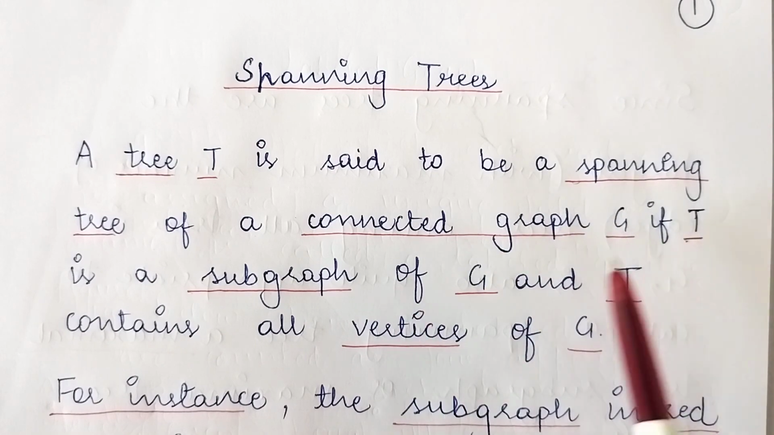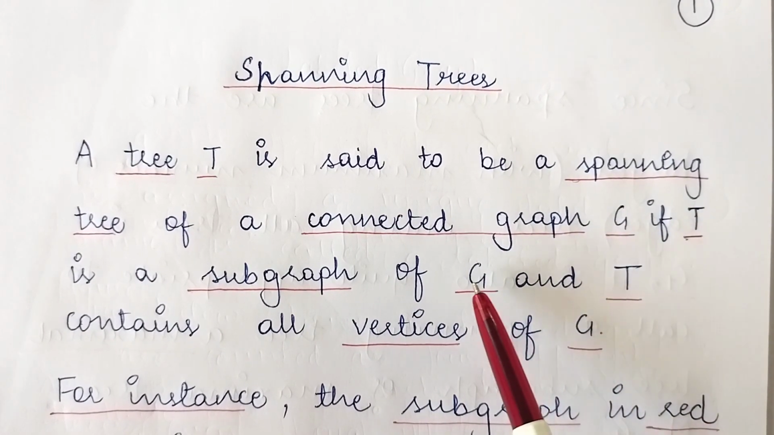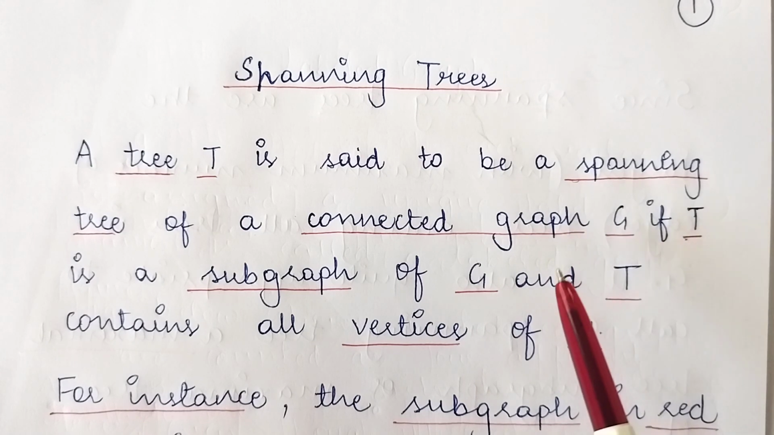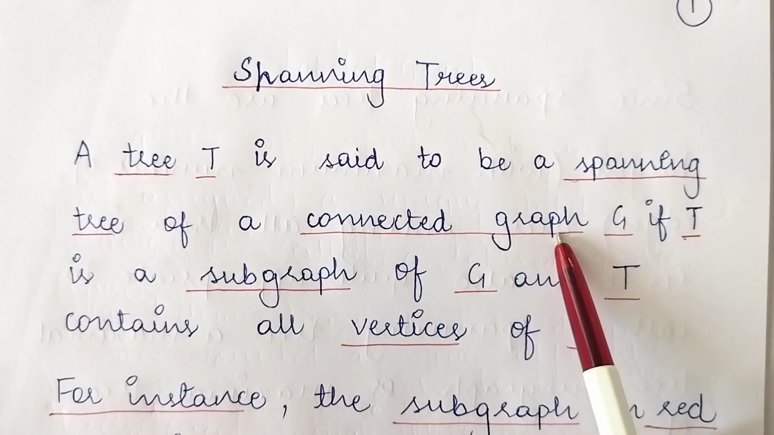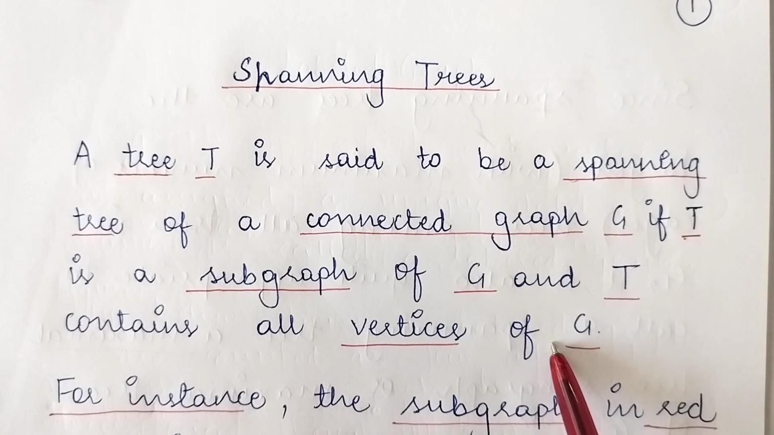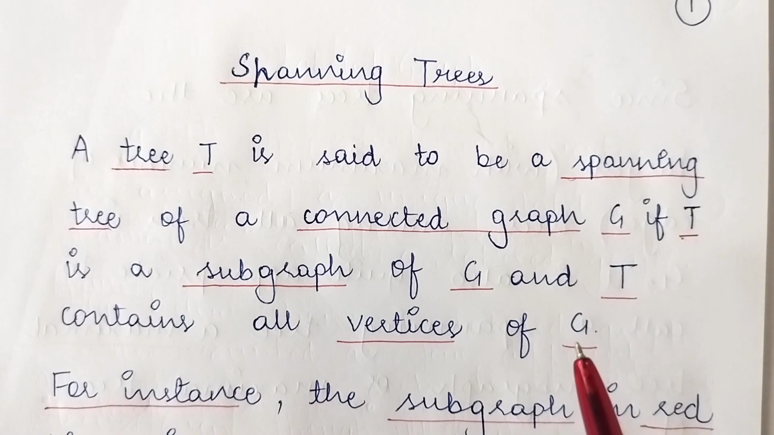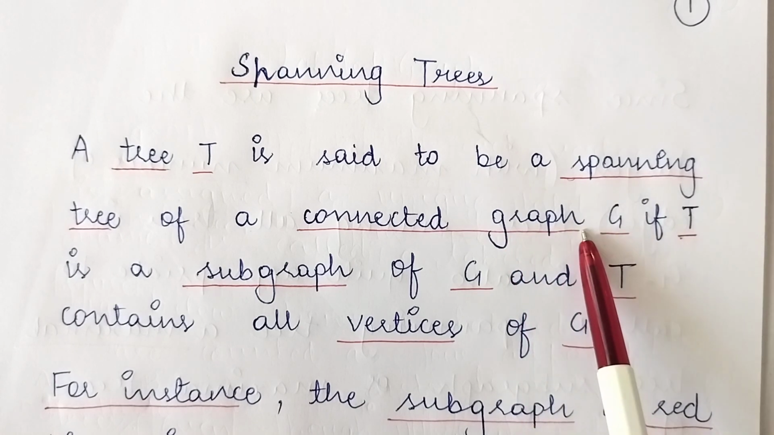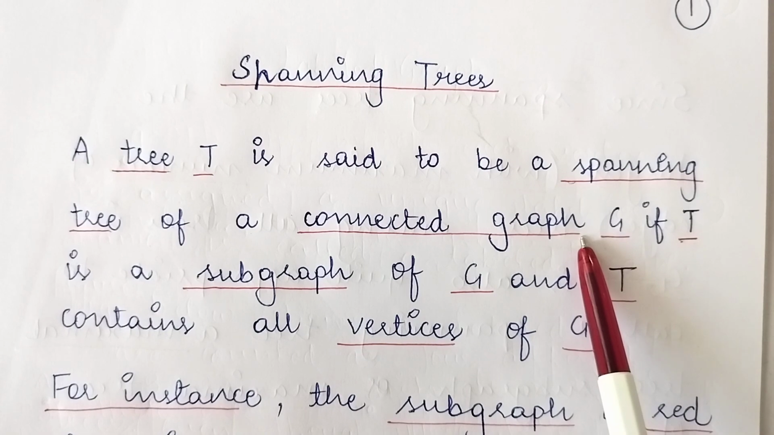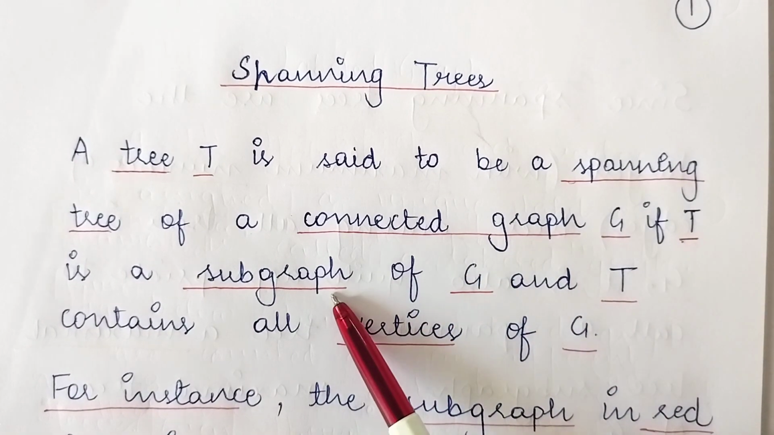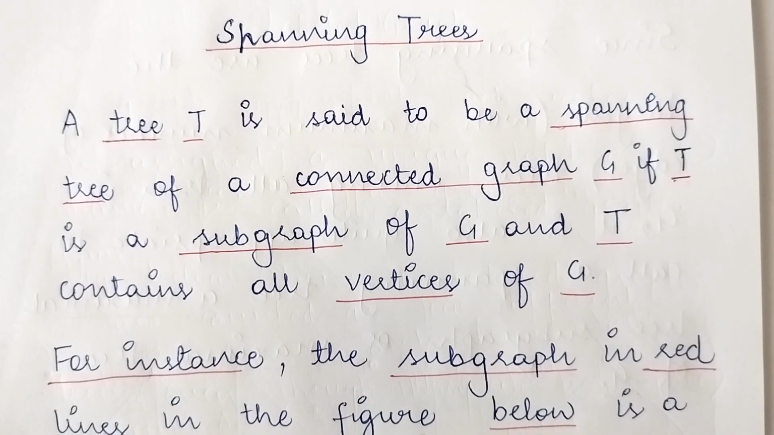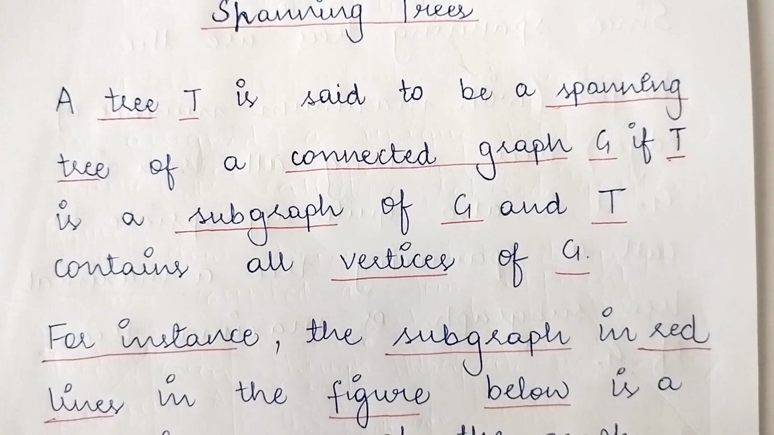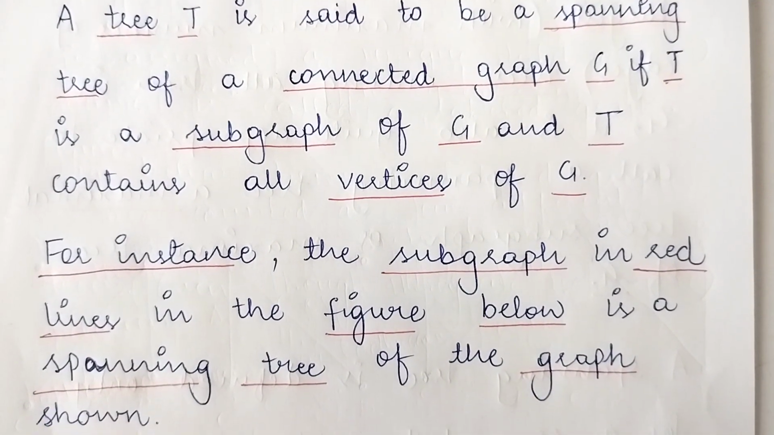graph has a tree as its subgraph, then this tree, which is a subgraph of this connected graph, if it covers all the vertices of this connected graph, then such a tree would be called the spanning tree. So the three conditions for a spanning tree are that, first of all, there should be a connected graph. Then this connected graph must have a subgraph, which is a tree. And then this tree must cover all the vertices of the connected graph. Then you can say that such a subgraph, which is a tree, is a spanning tree because it covers all the vertices of the graph G.